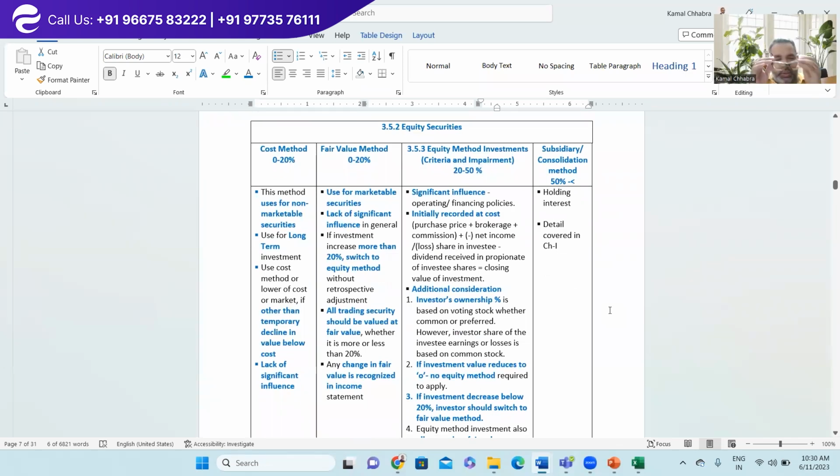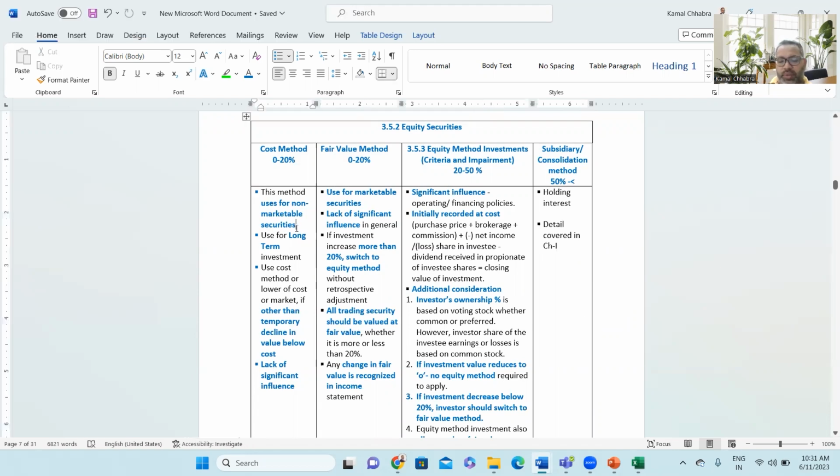Okay, so let's understand the first method, which is the cost method. When you have less than 20% equity, and those equity investments are in a private company or a company which is not listed on any stock exchange, or for which fair value is not available, right? So this method is used for non-marketable securities. What is a non-marketable security? A company whose shares are not available or not traded in the general market. Make sense?